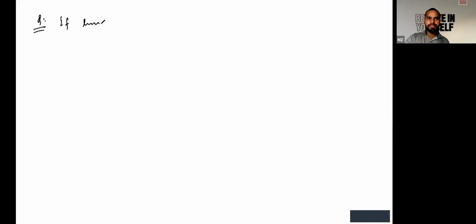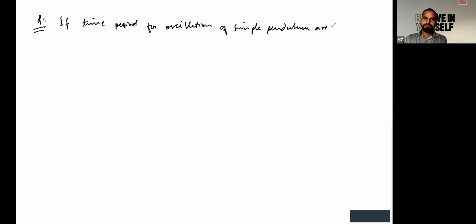If time period for oscillation of simple pendulum are 92 seconds, 93 seconds, 95 seconds, 94 seconds, and 93 seconds.